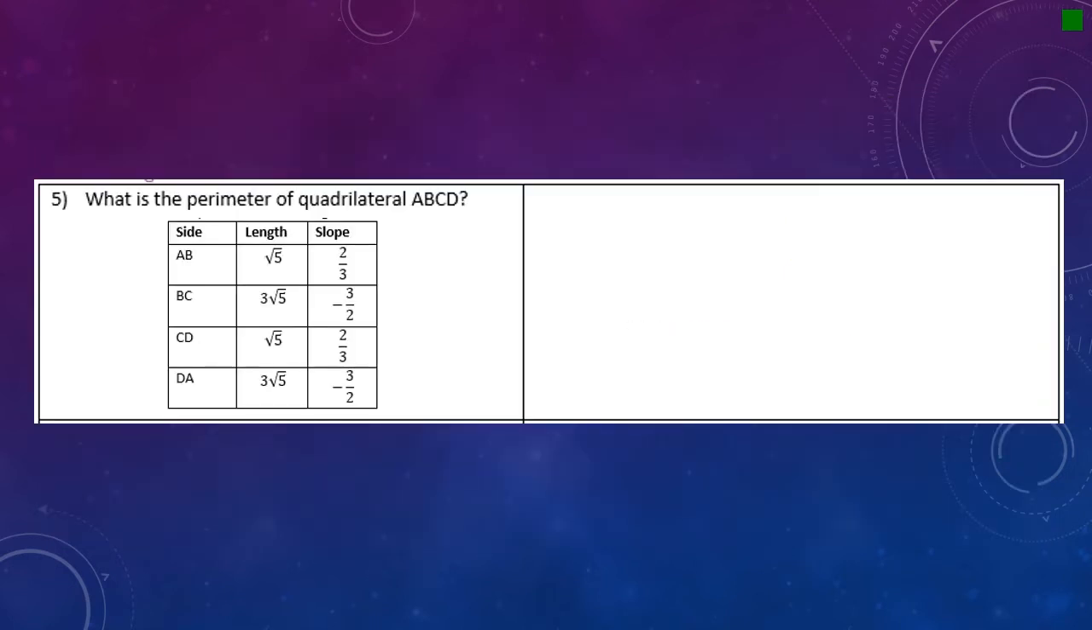Here's the same information, so that same chart that we were just looking at, and now we're trying to find the perimeter. So remember, we know this is a rectangle, so it might be helpful to draw a picture. So I'm going to write A, B, C, and D. I know that side AB and side CD are the square root of 5, and then the other 2 sides are 3 square root 5. So to find the perimeter, what I need to do is add up all 4 sides.